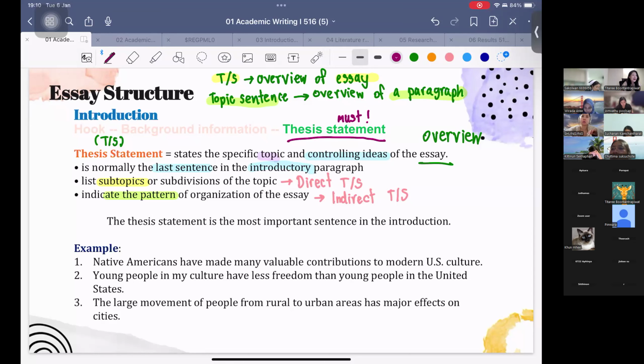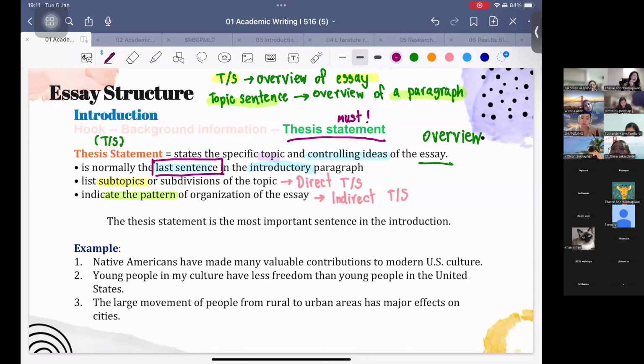The thesis statement goes in the last sentence of your intro. So before ending your intro, we put the thesis statement, what you're going to talk about. And we divide thesis statements into two types. The first type is called direct, the second one is called indirect thesis statement.